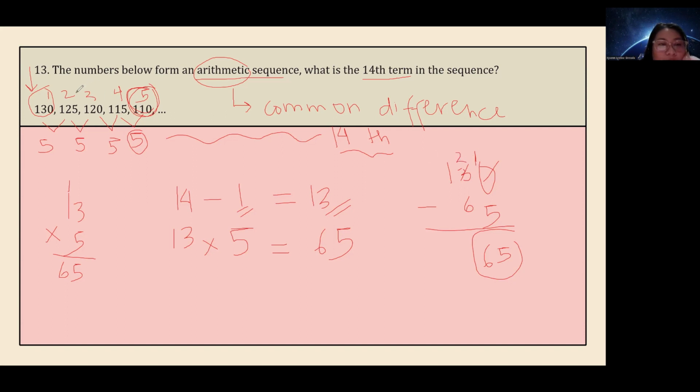You could start from the third term and you want to make it to the 14th term. So just follow the steps. First, get the difference between the number of terms. Second, multiply it to the common difference. And third, subtract the value of the term and the difference to get the 14th term. So again, the correct answer is 65.